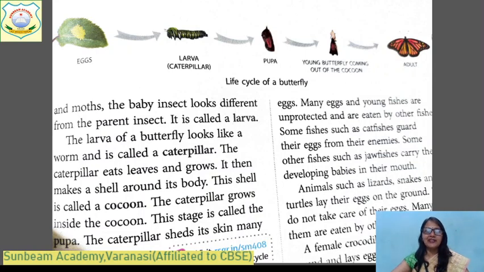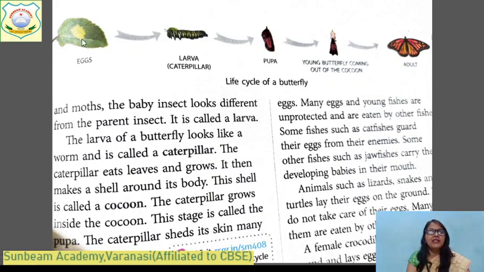Yes, this is the life cycle of butterfly. Insects such as butterflies, housefly and moth give birth to an insect that looks different from the parent insect. In cockroach, what you have seen, the nymph, the young one, looks like an adult cockroach. But here are some insects where the baby insects look different from the parent insect. And this stage is called larva.